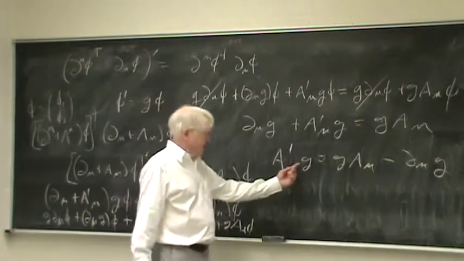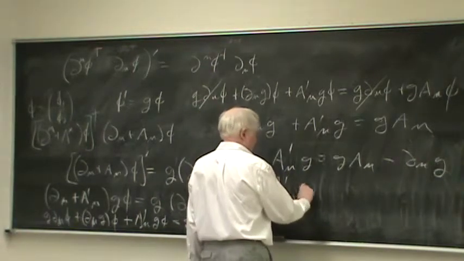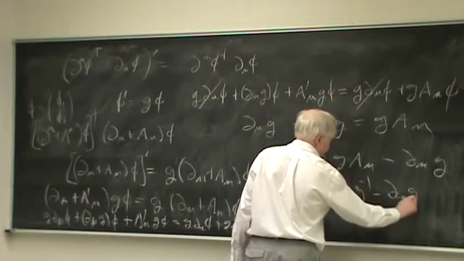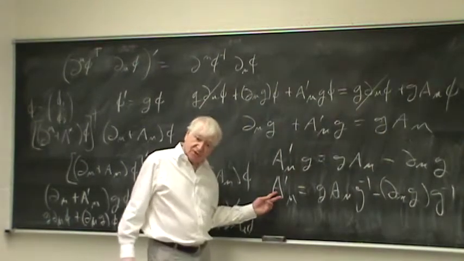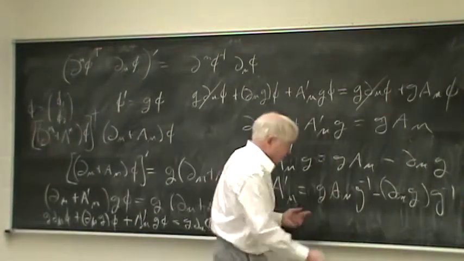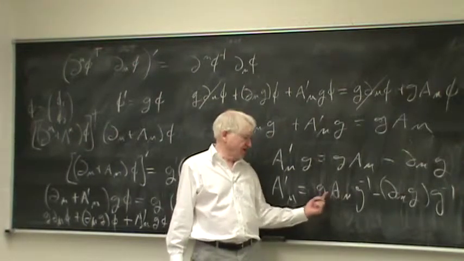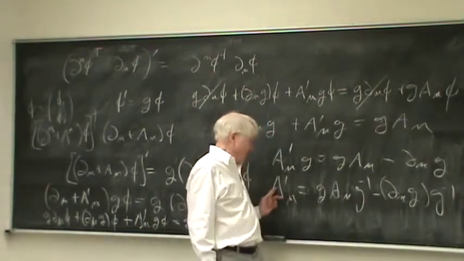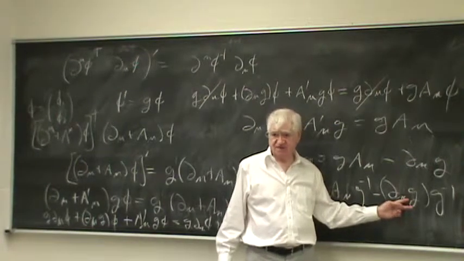And now we can get rid of this by multiplying from the right by g inverse. And we get A prime mu is equal to g A mu g inverse minus d mu g g inverse. So as long as A is a matrix that transforms this way, and now you see, if you just had an abelian theory, this would be just a number and g inverse would cancel, as you said. And you just have A prime is A, and then a gradient of a scalar, and that's an ordinary gauge transformation.